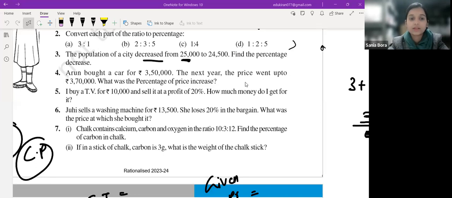Okay. Tell me. Do he one question. Do he sells a washing machine for rupees 13,500. She loses 20% in the bargain. What was the price she bought it for? So you have to find CP, right? Yes, ma'am. So what did you get for CP?